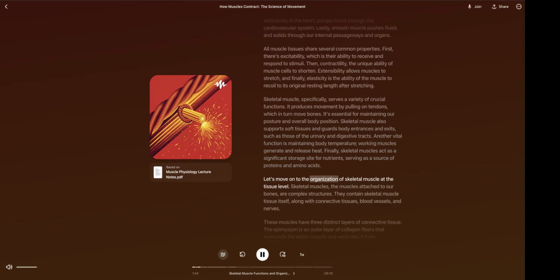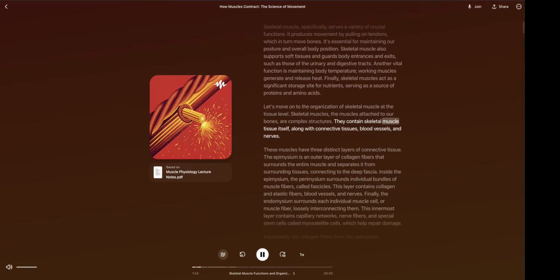Let's move on to the organization of skeletal muscle at the tissue level. Skeletal muscles, the muscles attached to our bones, are complex structures. They contain skeletal muscle tissue itself, along with connective tissues, blood vessels, and nerves. These muscles have three distinct layers of connective tissue. The epimysium is an outer layer of collagen fibers that surrounds the entire muscle and separates it from surrounding tissues, connecting to the deep fascia.